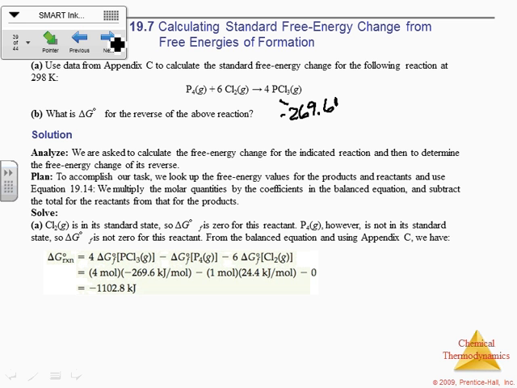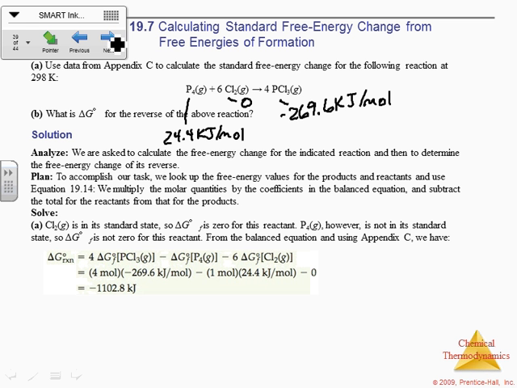And again, notice the units here. These are kilojoules per mole. Okay, the P4 is 24.4 kilojoules per mole. And the Cl2 is 0. Interesting. Why is that 0? Any ideas? Okay, that's the elemental state for chlorine, right? That's the most common state that it has.